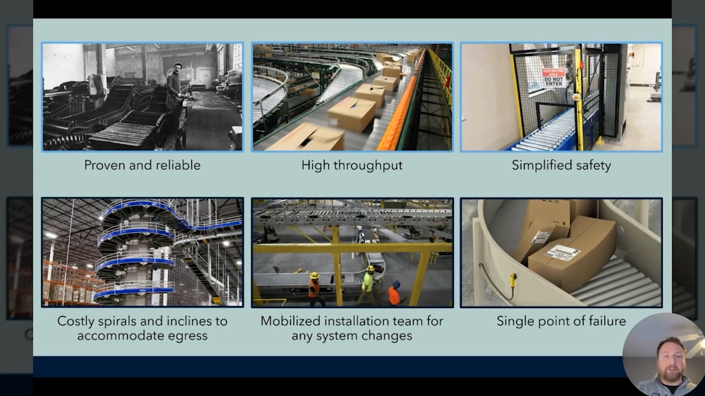And conveyor can also be a single point of failure. So if one conveyor line jams or a sorter induct goes down for whatever reason, chances are there's not a redundant system for that a lot of the time. So one single point of failure can shut down shipping for an entire system.